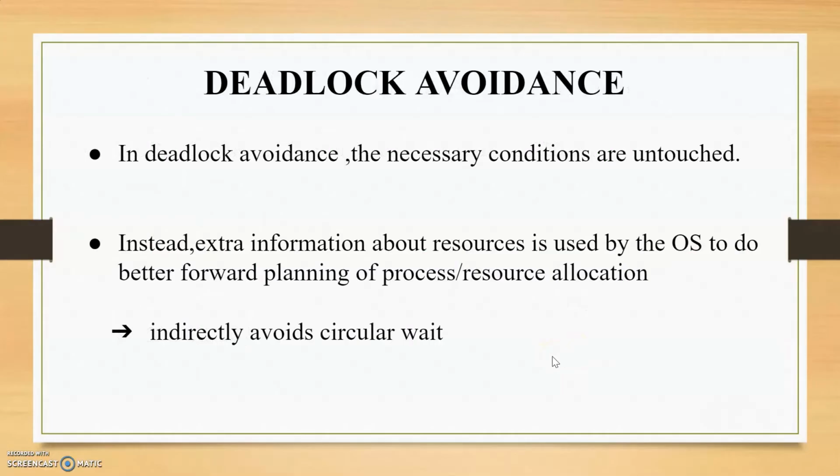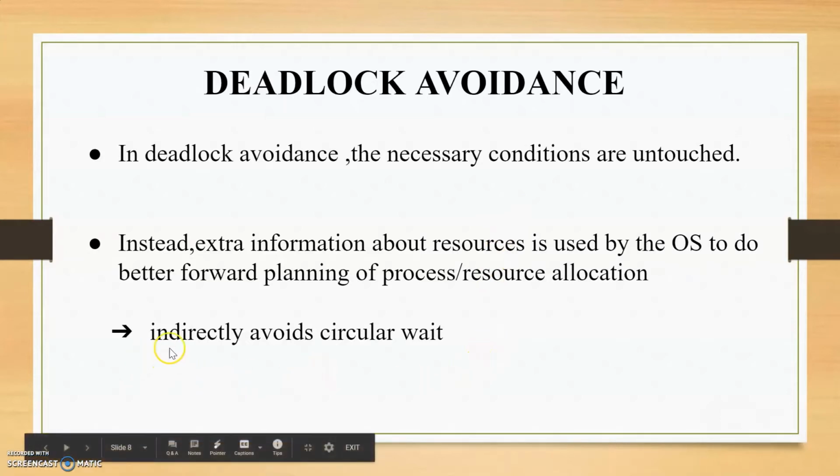Next, how about deadlock avoidance? In deadlock avoidance, the necessary conditions are untouched. Instead, extra information about resources is used by the OS to do better forward planning or process allocation, for example, to indirectly avoid circular wait.